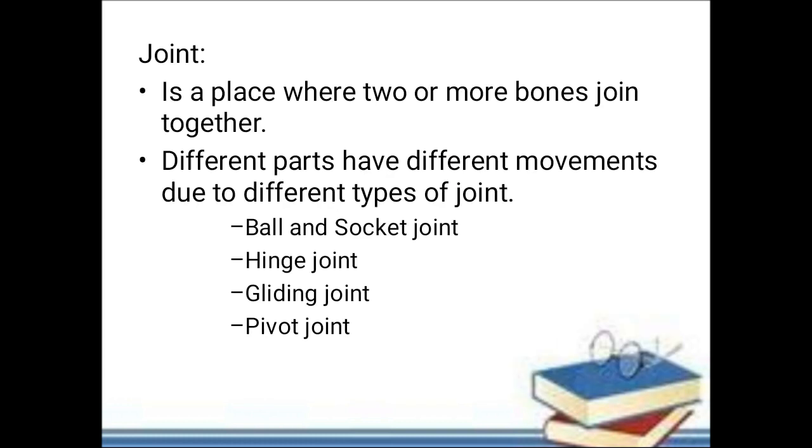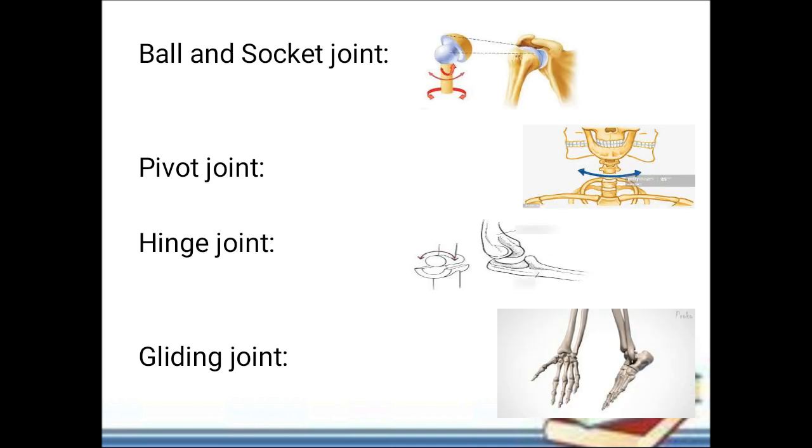Okay. Next, different types of joints. Joint is nothing but a place where more than one bone meets. So what are the joints available? Ball and socket joint, hinge joint, gliding joint and pivot joint. Ball and socket joint: in this, one bone is in ball shape and another bone is in socket shape, so that we can move our body part in all directions. Mostly this type of joint is present in our wrist part and shoulder part.